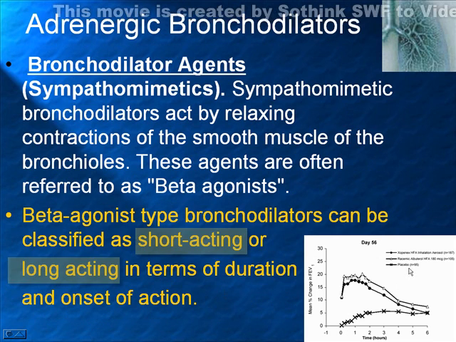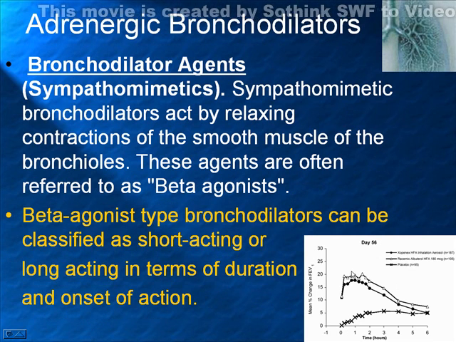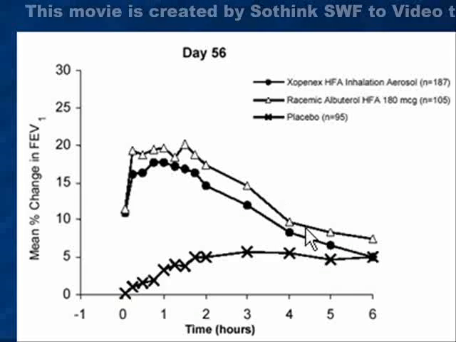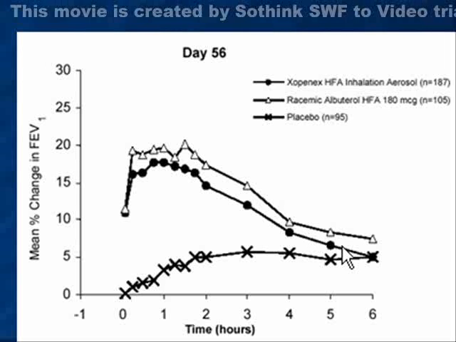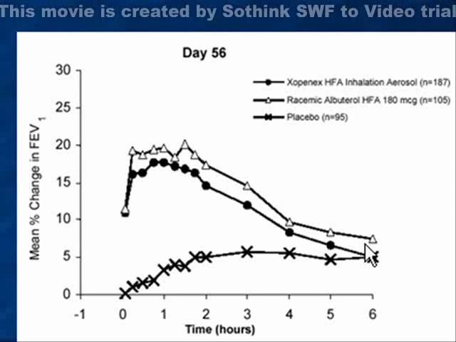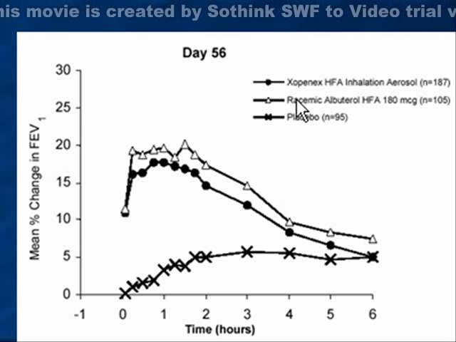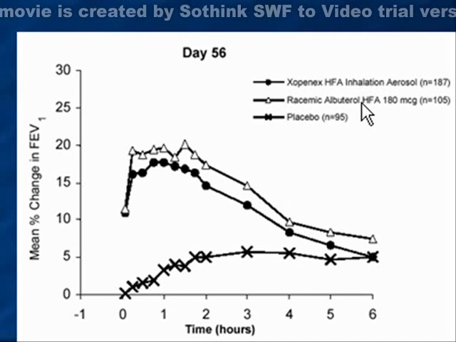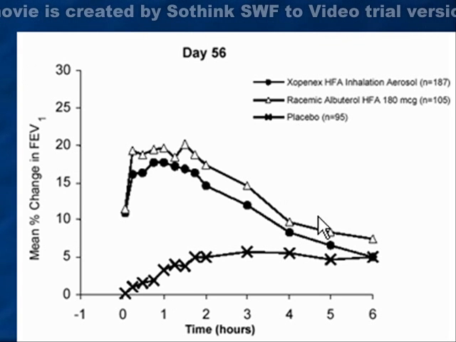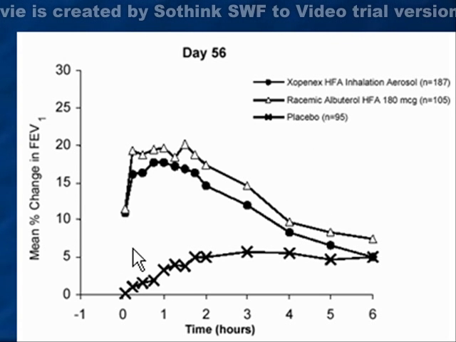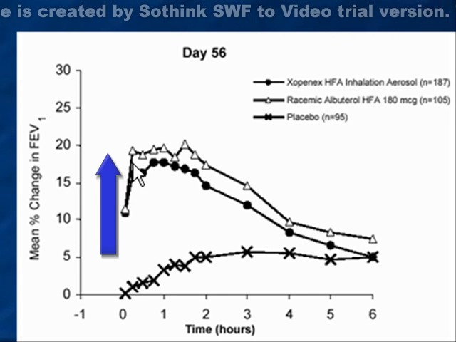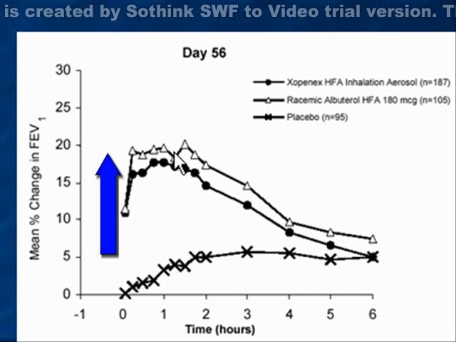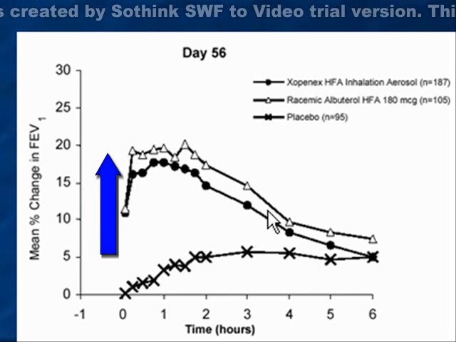The small chart here on the bottom right of this slide basically indicates changes in your forced expiratory volume 1 second with the different types of bronchodilators employed. In this case, Xopenex and Racemic Albuterol and a placebo. And you can see that within the first hour there's a significant increase in your FEV1, and then that tends to taper off over time.